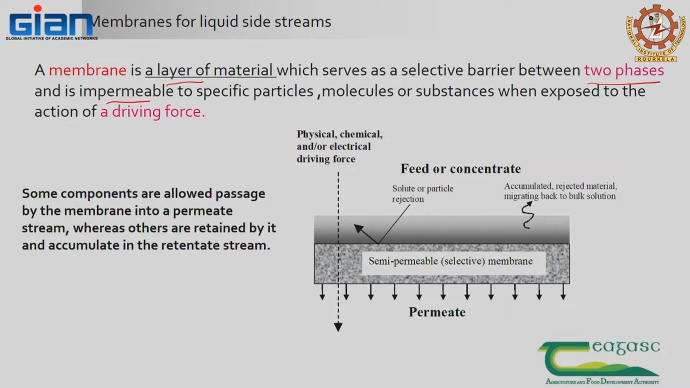If you see here, in a simple process, this is your membrane and you pass a liquid through it. One part is retained on top and one passes through. What passes through is the permeate, and what is retained is the retentate. Some compounds are allowed to pass through the membrane into the permeate, whereas others are retained and accumulate in the retentate stream. This is what membrane processing is, but is it as easy as what is seen here? We will complicate it now.